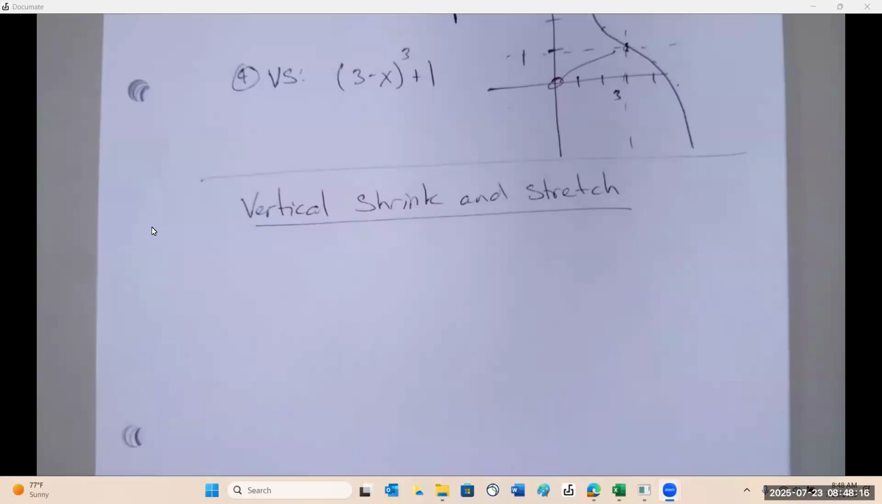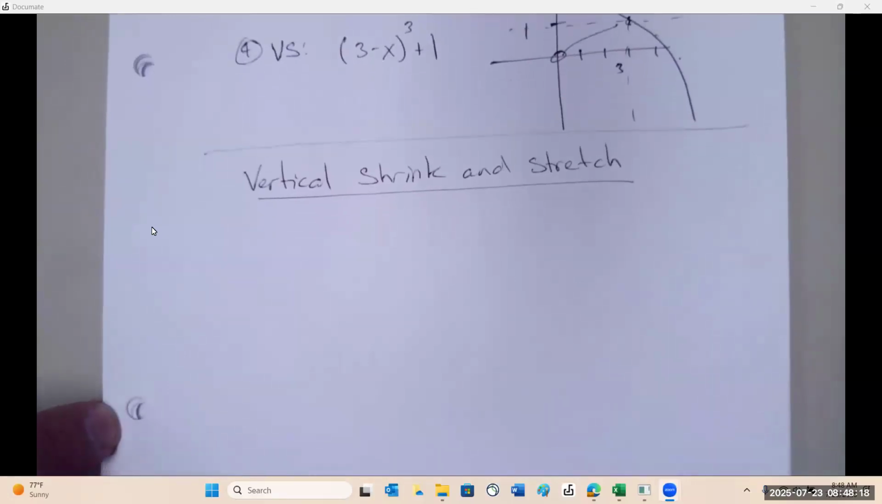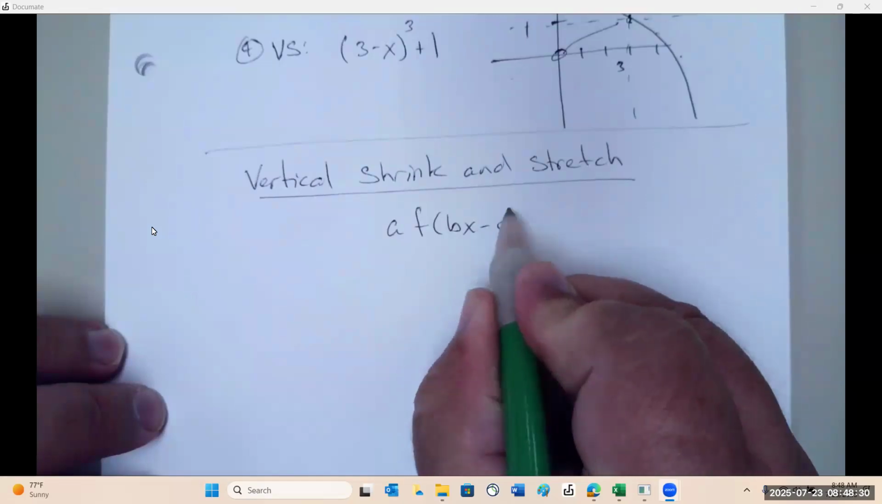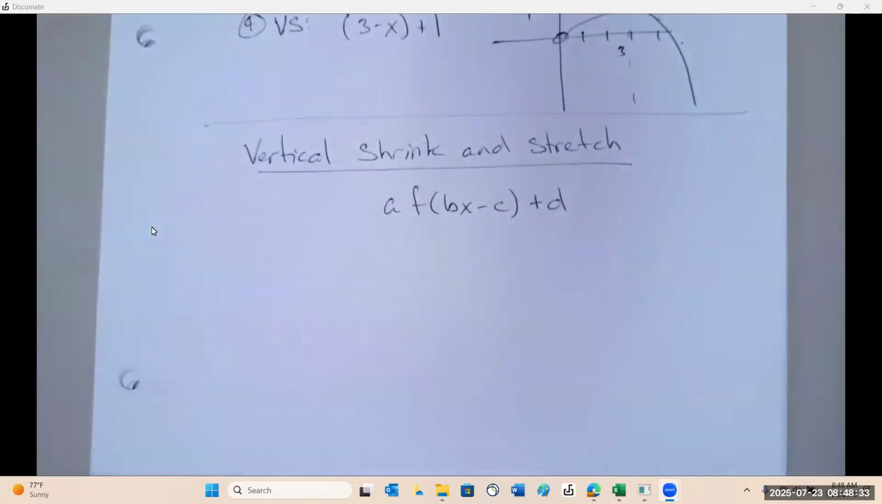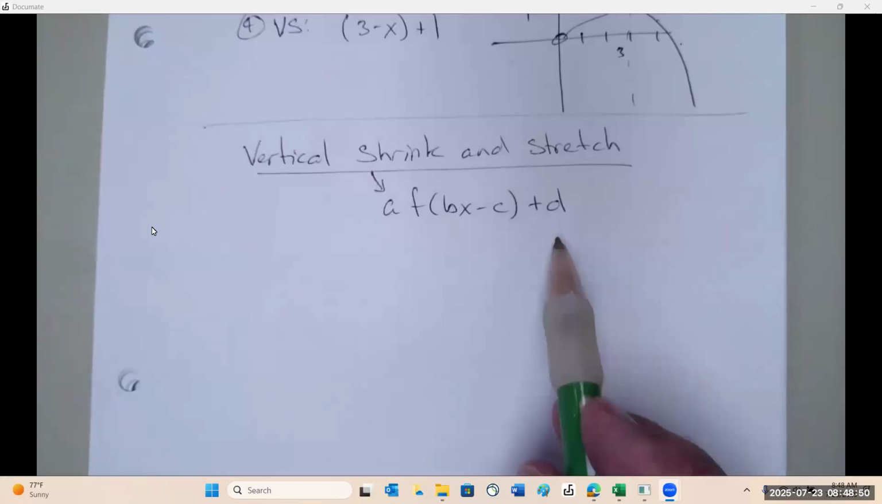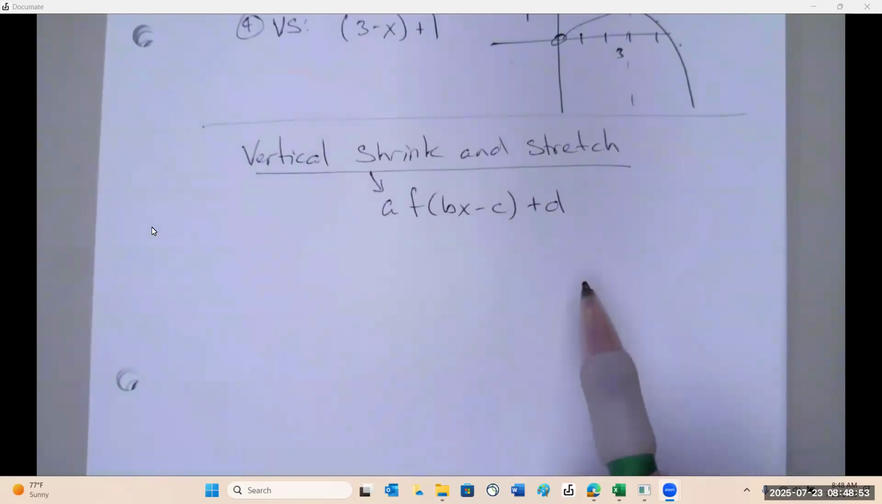So you have vertical shrink or stretch. Which variable would that one be? Yeah, because it has to happen outside the function and it has to affect the y values directly, since it's shrinking and stretching. That's why D, all it does is go up and down. It doesn't change anything. It just changes location. A now changes the shape of it.